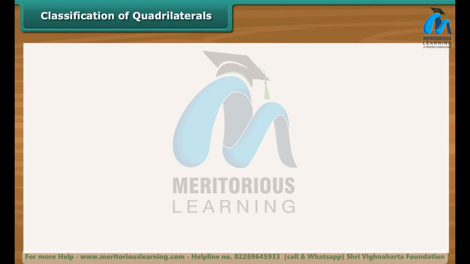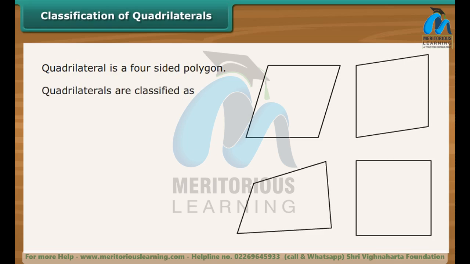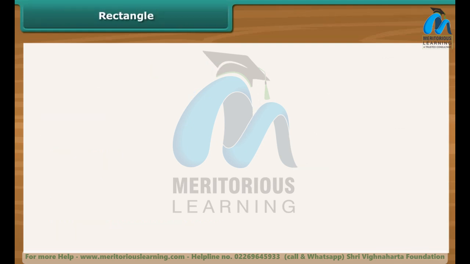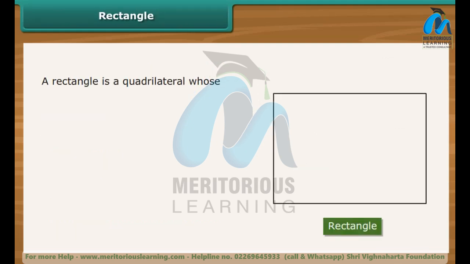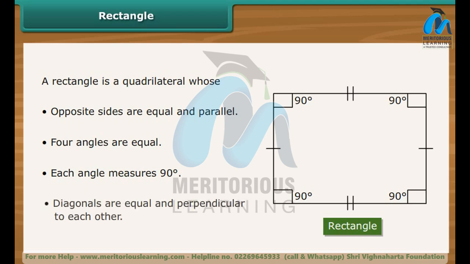Classification of quadrilaterals. A quadrilateral is a four-sided polygon. Quadrilaterals are classified as rectangle, square, parallelogram, rhombus, and trapezium. Let us learn the properties of each. Rectangle. A rectangle is a quadrilateral whose opposite sides are equal and parallel, whose four angles are equal, whose each angle measures 90 degrees, whose diagonals are equal and perpendicular to each other.